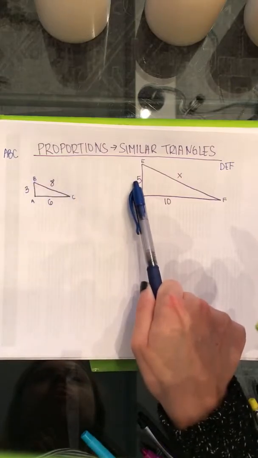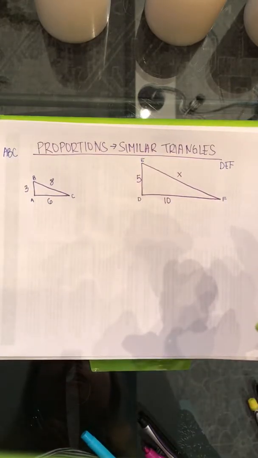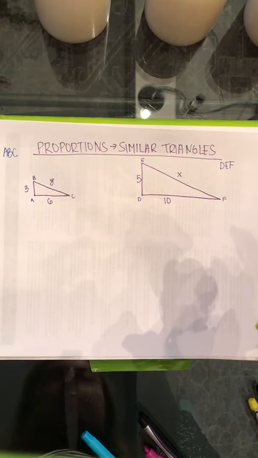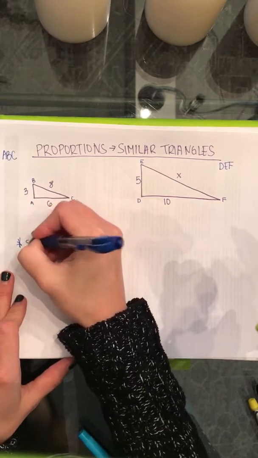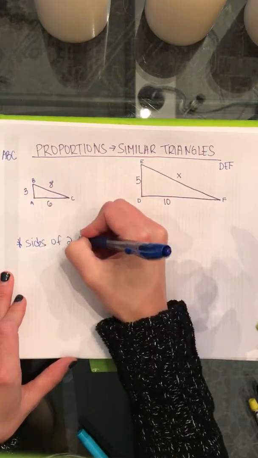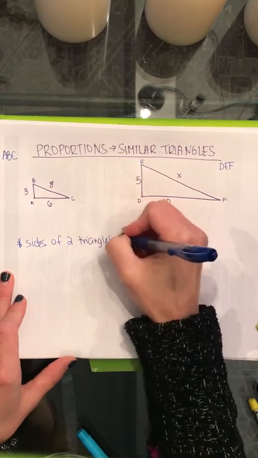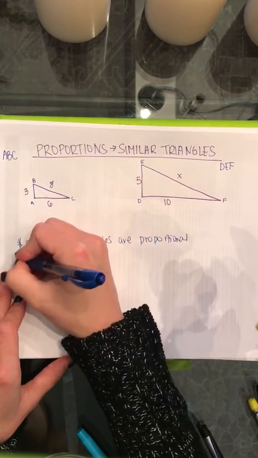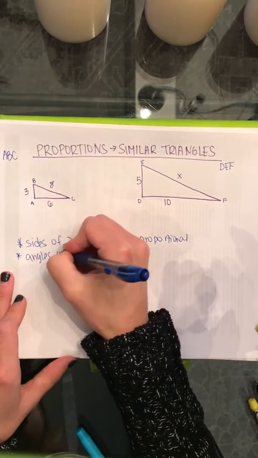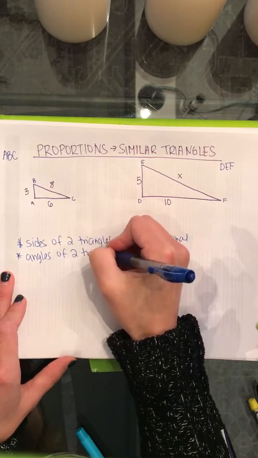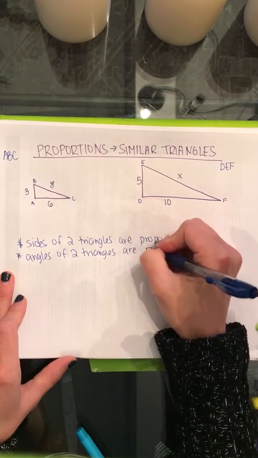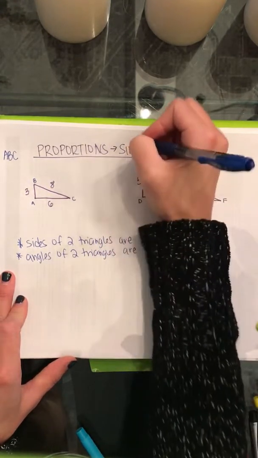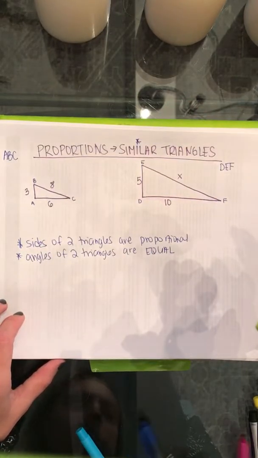That means 3 is proportional to 5, 6 is proportional to 10. If the sides are proportional and the triangles are similar, then it also means all of our angles are equivalent. If the sides of two triangles are proportional, and the angles of these two triangles are equal, then they qualify as similar triangles.